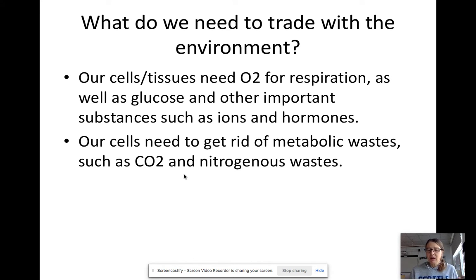Then when we do metabolism, we're going to have waste products. We've got to breathe out CO2. So we've got to get all that from our cells to our lungs. And of course, nitrogenous waste we need to get rid of. And that's going to end up probably traveling through the kidney, and we'll get rid of it that way. Okay.